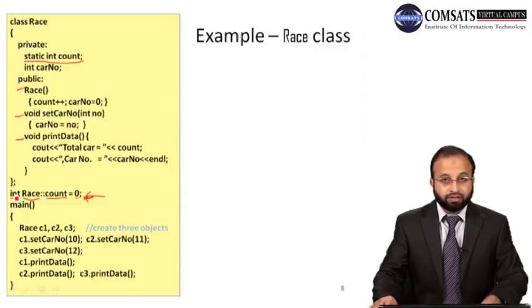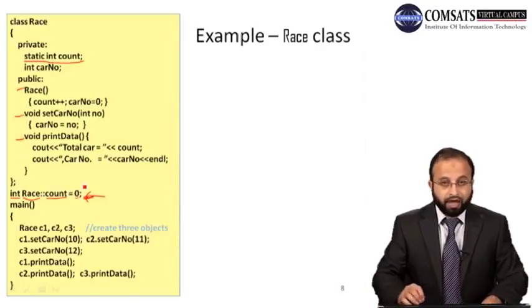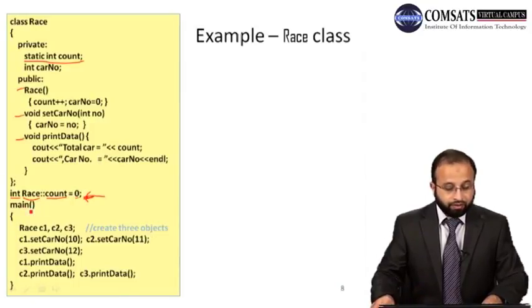So count is a static data member of the class race, and its type is int. The type of count is int, not race. It belongs to the race class, and we are initializing it with value 0. This is for every static data member. For example, if in a class we have 1, 2 or 3 static data members, you have to define these static data members outside the class, not inside any function, right?